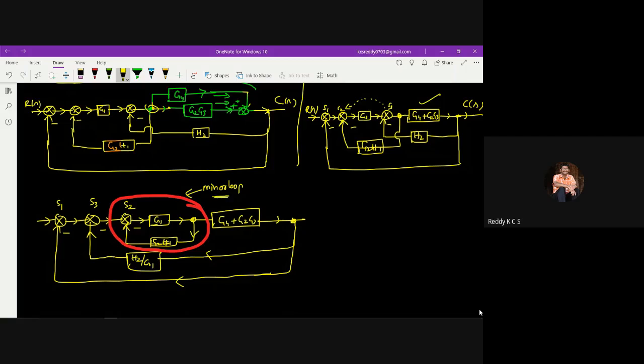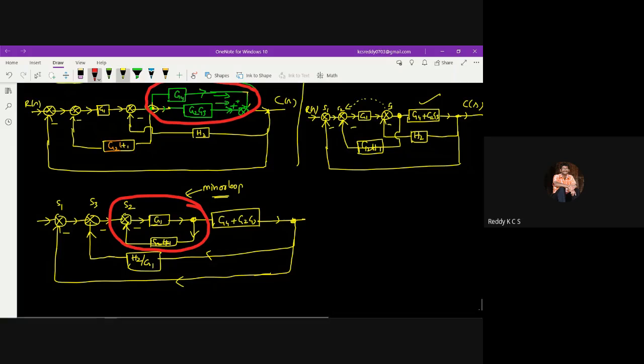So there is a lot of difference between this, okay. If you look at this one, this is a forward path and this is also a forward path. Both are in forward paths. That's why these are called parallel blocks. Whereas here, this is a forward path and this is a feedback path. That's why it is called a minor loop, with one summing point and one takeoff point.